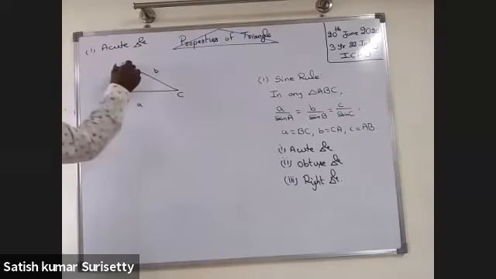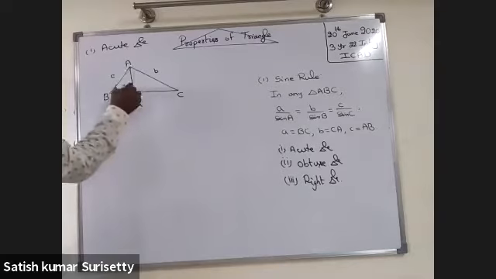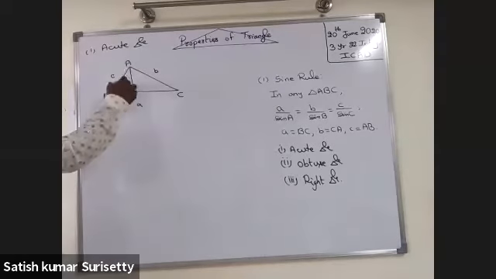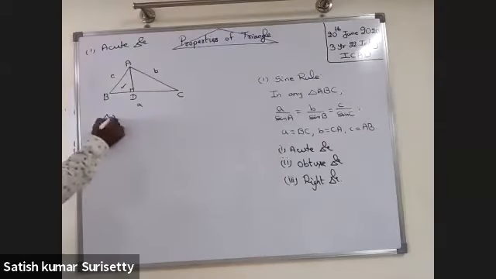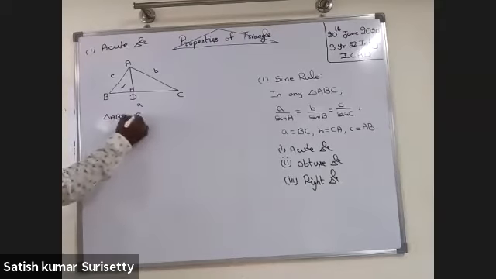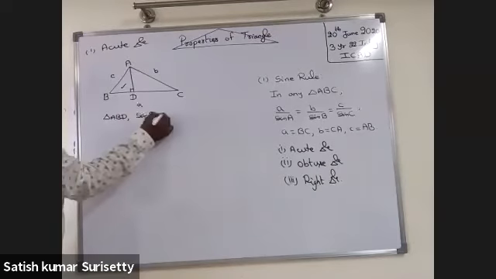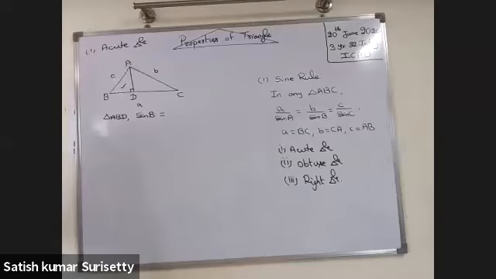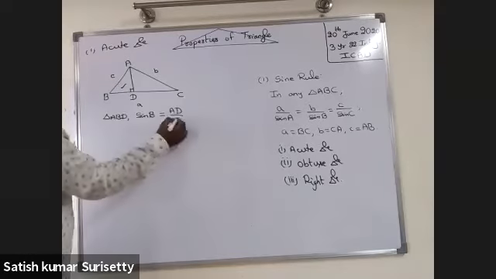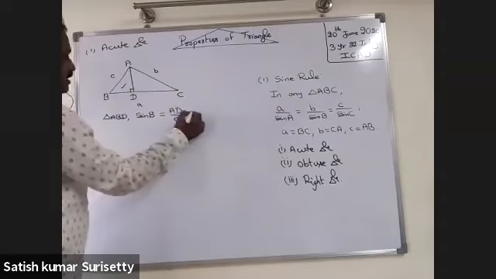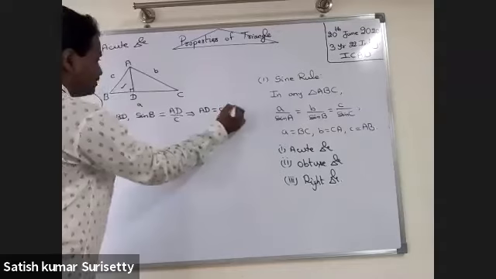Let us draw a perpendicular from A to BC. Let us take that as D. Now, in this triangle ABD, what is sin B? You can write it as AD by AB. AB equal to what? c, which implies AD equal to c sin B.